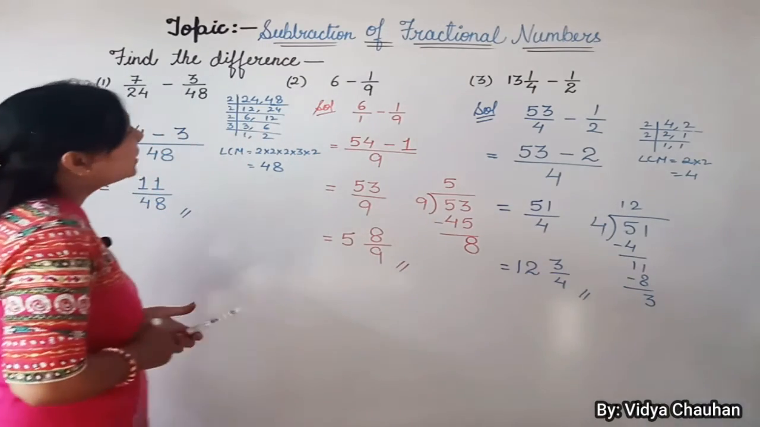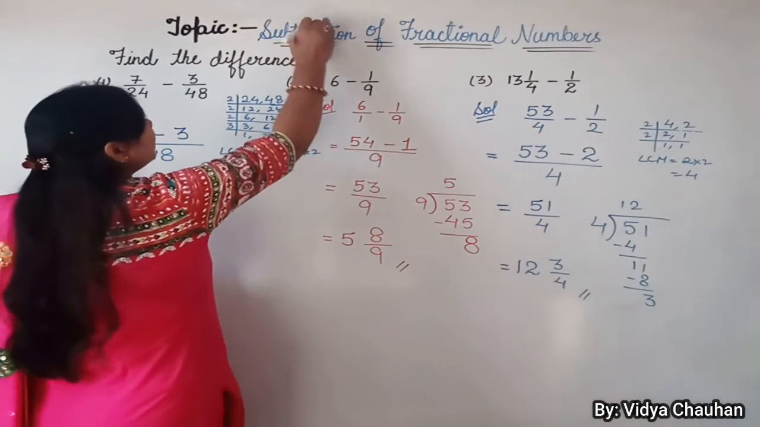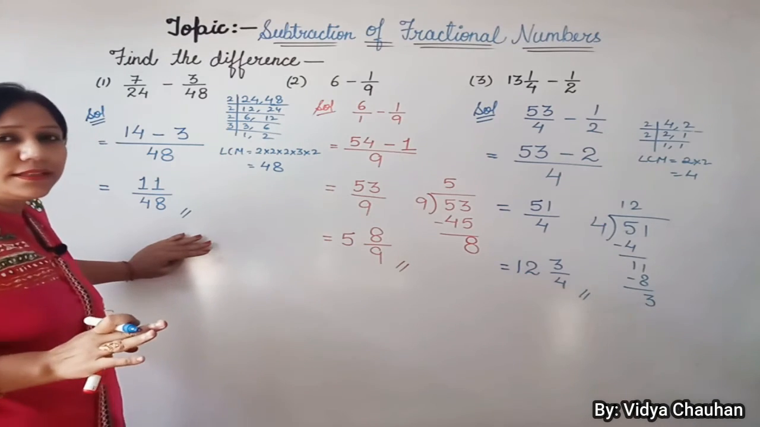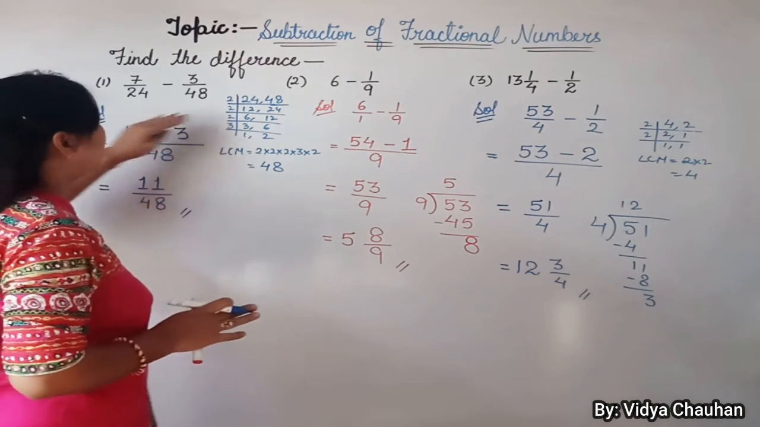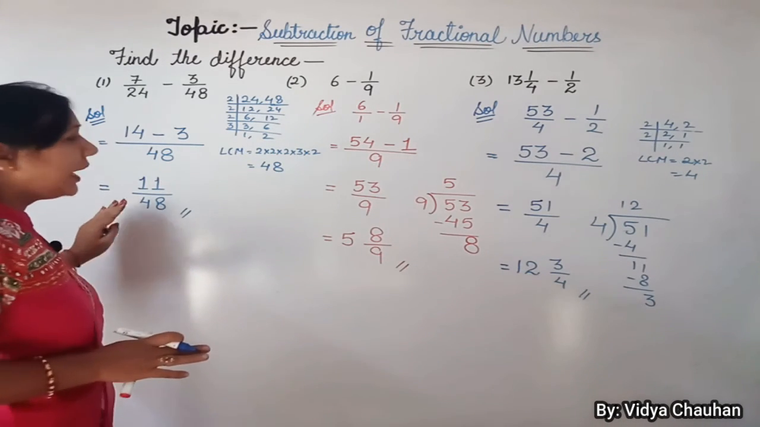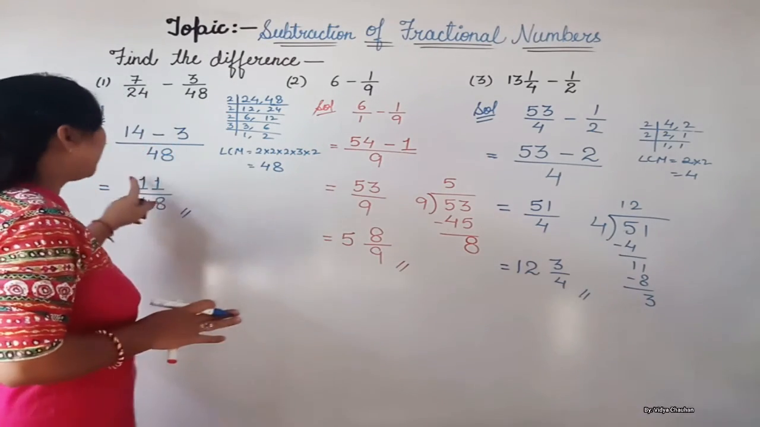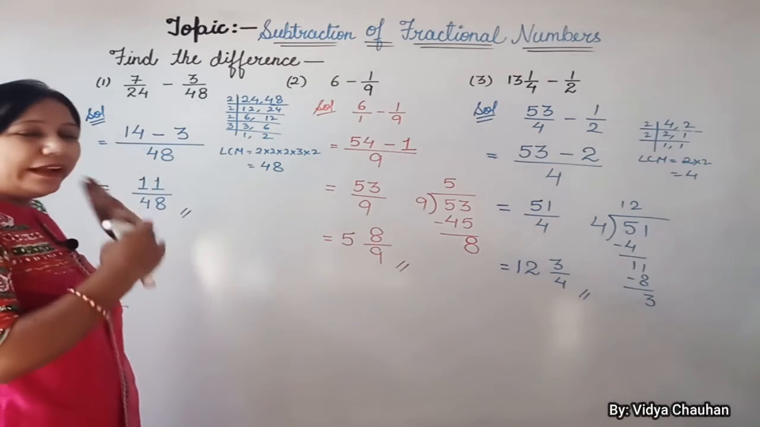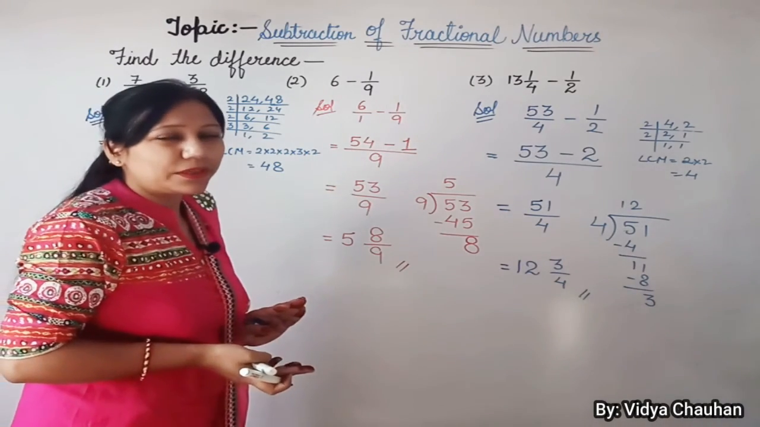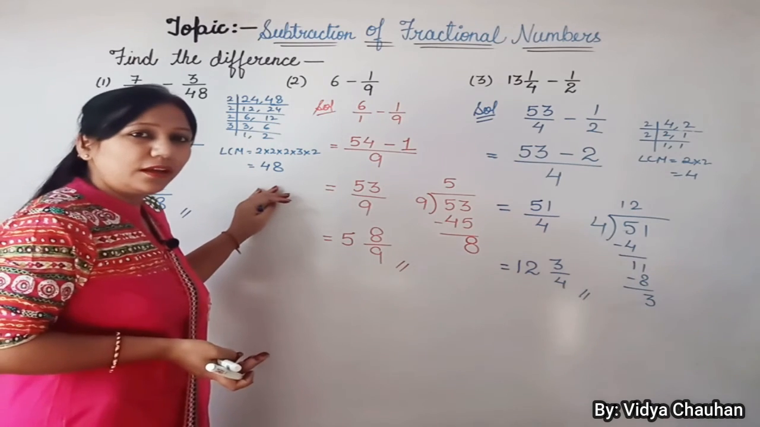So students, just like addition of fraction numbers, we have subtraction of fraction numbers also. The process is exactly the same: taking the LCM, writing the numbers, subtracting the values and then changing it into its mixed form. The only difference is that you have to subtract the numbers. In addition, we were adding the numbers. Here, we are just subtracting the numbers. I hope this method and this concept of subtraction of fraction numbers is clear to all of you.